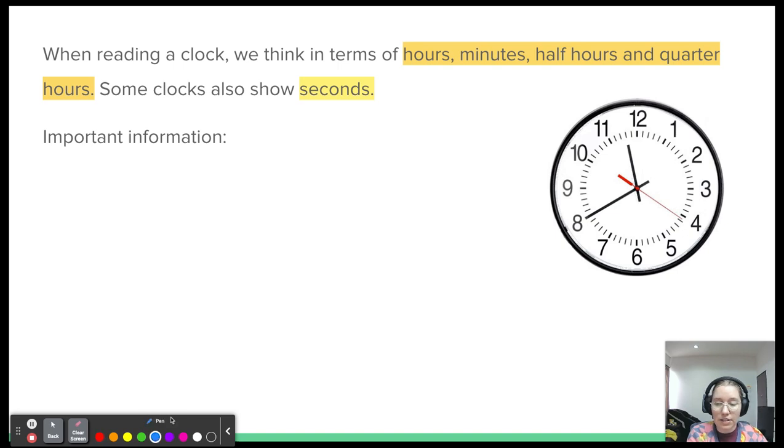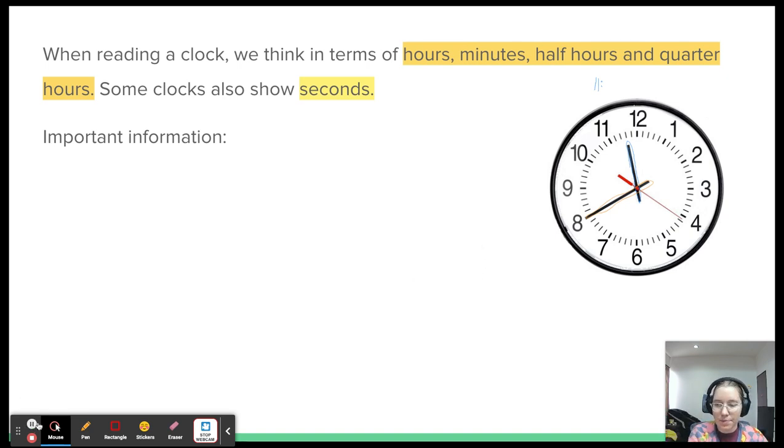Now you've got the hour hand, which is the short hand. It tells us the hour. So this is between 11 and 12, which means that the hour would be at 11. And then you've got the long hand showing the minutes. This red one right here, that is your second hand. So that will constantly be moving when you see it on a clock, usually the analog clocks. It will continue to move constantly.